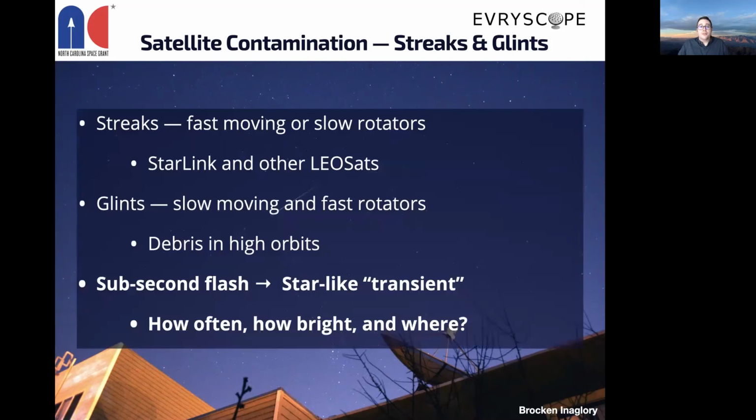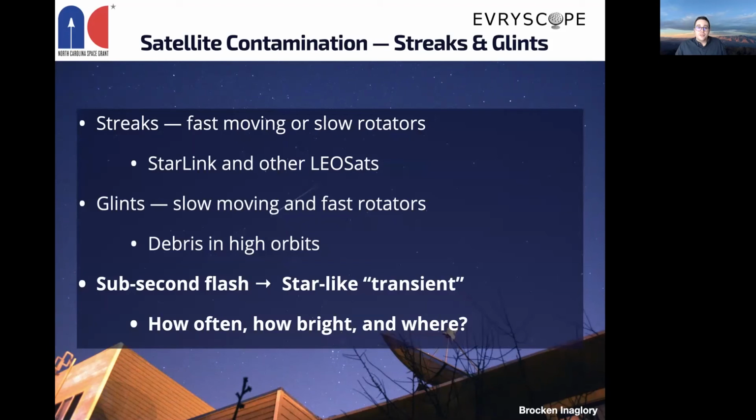And if you switch that around, so you have something moving slowly across the sky or rotating really rapidly, what you see is a brief high contrast flash called a glint that can last as little as a fraction of a second. And what you end up observing with your telescope then looks indistinguishable from a star, which is a problem if you're trying to find astronomical events that are happening on similar timescales.